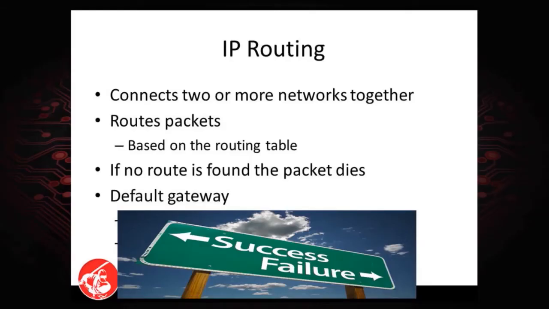So what is an IP router? It connects two or more networks together. It routes packets based on the routing table. If no route is found, the packet dies. And it has a default gateway. That is, if I'm not on your local network, go ask the default gateway, they'll know the answer of where to go. Okay? So from a standpoint of our attacking, these routing tables, we can attack. If we can attack the routing table, we can circumvent or send the packets through the path of our choice.